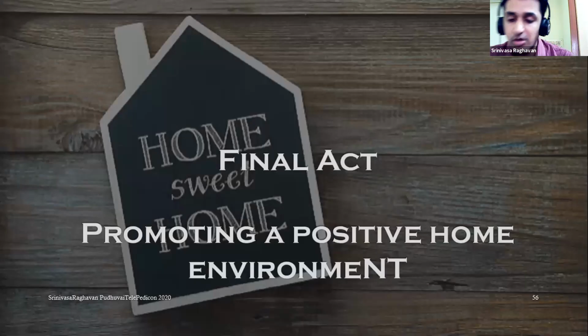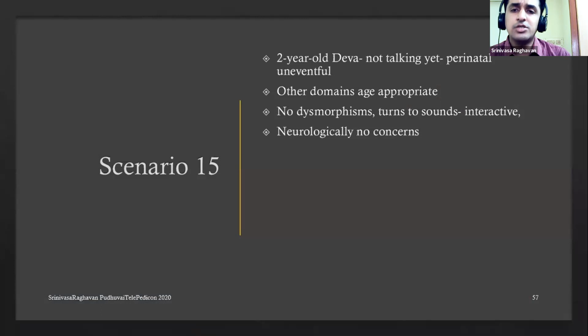So I'd like to conclude by asking, what is our role in promoting a positive home environment? Just 3 more minutes. This is 2-year-old Deva, who is not talking yet. The perinatal period is uneventful. Other domains are age appropriate. There are no dysmorphisms. Neurologically, no concerns. The pattern is an isolated language delay.